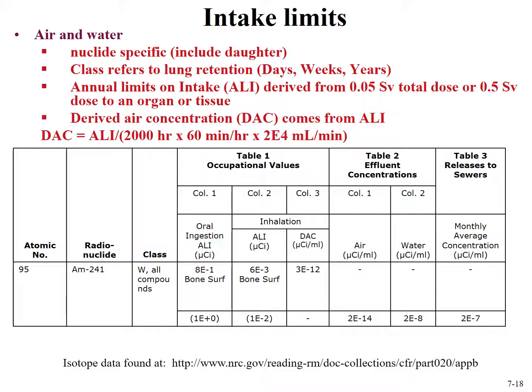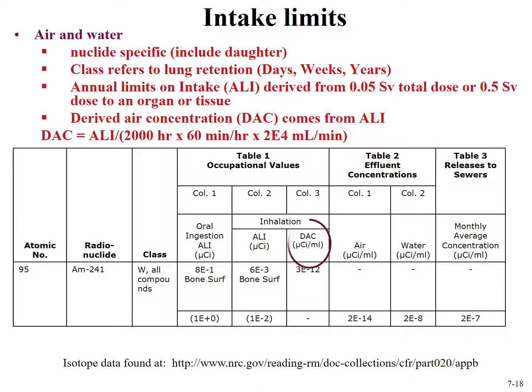Another unit is the derived air concentration, the DAC, and this comes from the annual limit on intake. It's the assumption that there's a certain radionuclide in the air, and it's based upon the ALI, the annual limit on intake, assuming that you would be breathing this air for 2,000 hours, that would be a typical work year, and that your exchange of air is listed here as 2 times 10 to the 4th milliliters per minute. And as you can see, your derived air concentrations are extremely small values, and they're listed in microcurie per milliliter.